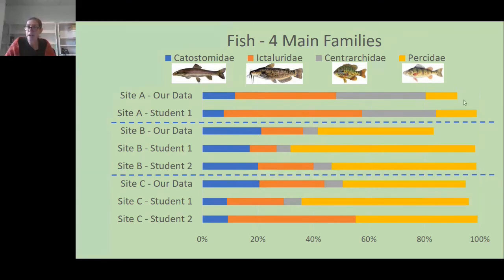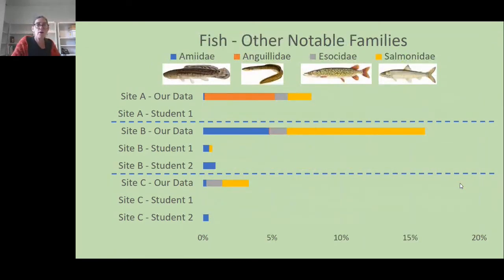And the other thing to point out is that for all of the student data, these fish families make up almost all of the identifications of fish, whereas for us, they're slightly lower. And so this is explained in the next slide, where we look at other notable families. So it's important to note that the scale is changed here, okay?